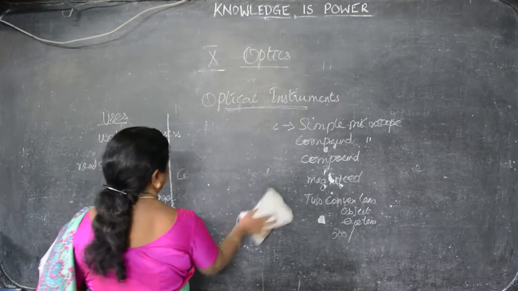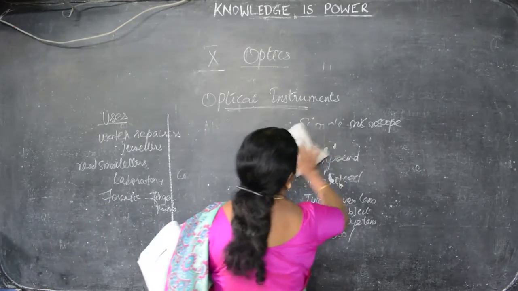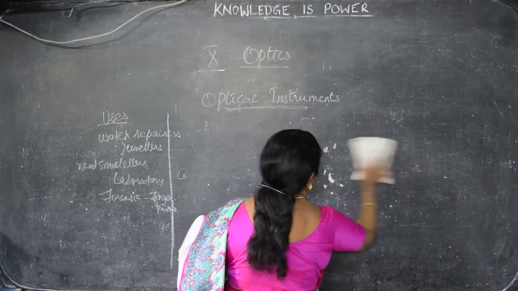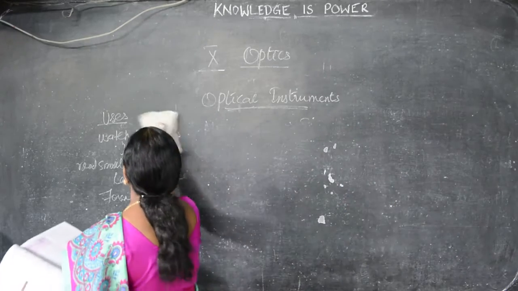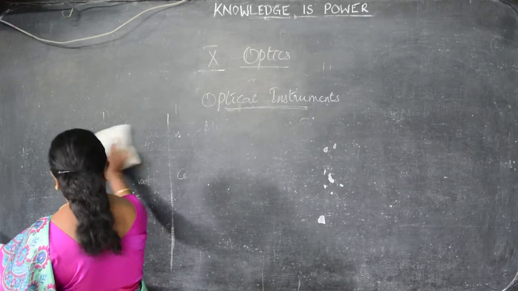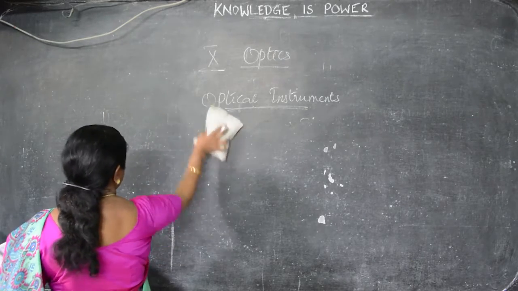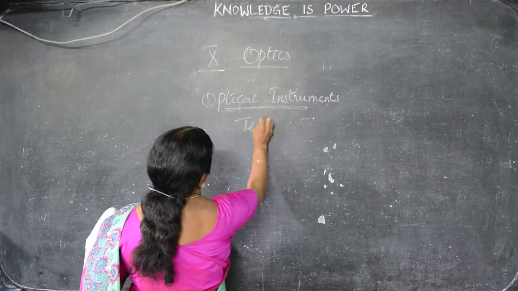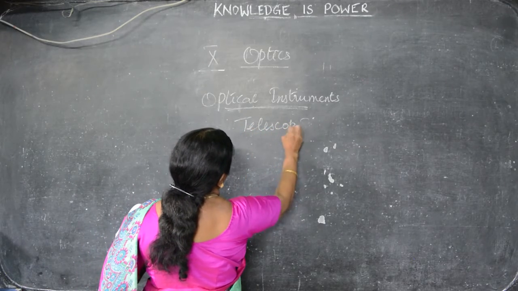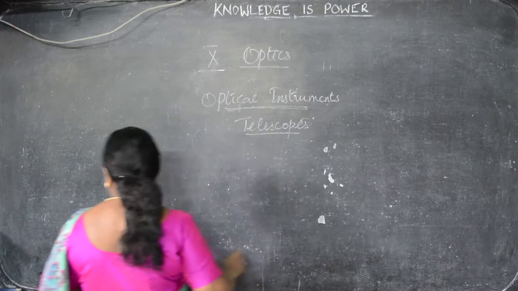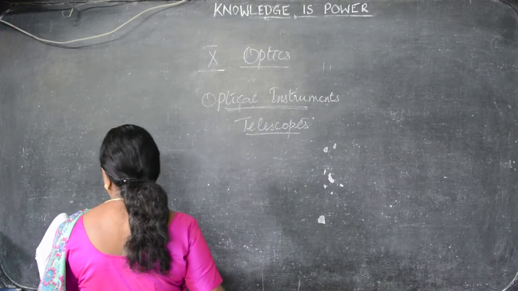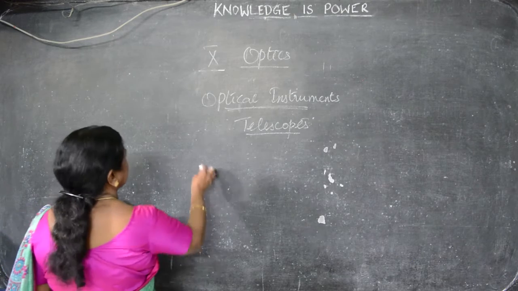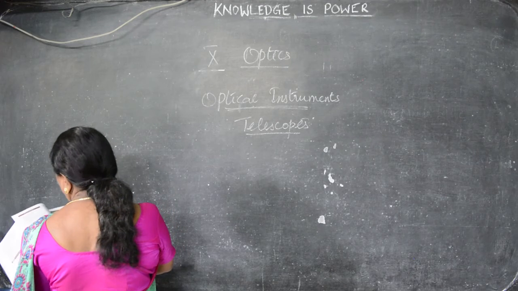Is it clear, children? Let me go for telescopes. Telescope, we are using to see the distant objects. Next we have to see telescopes. We can see the distant objects. Many kinds of telescopes are there. Mainly we have to see astronomical telescope and terrestrial telescope.